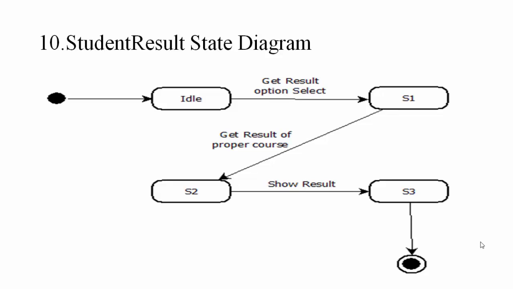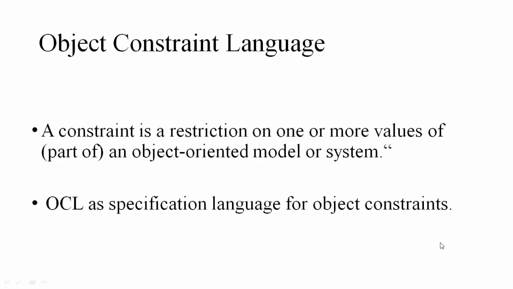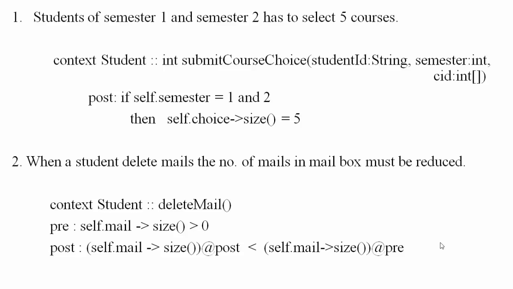And in tenth, student results object constraint language. OCL is a complement of the UML notation with the goal to overcome the limitations of UML. Now, OCL of this system.